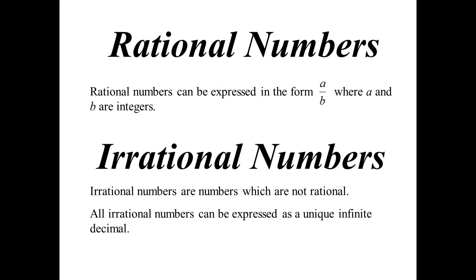So any other number is irrational, but all irrational numbers can be written as a unique infinite decimal. And so it goes on forever, but never repeats, and it'll be unique. Each irrational number has its own particular sequence.